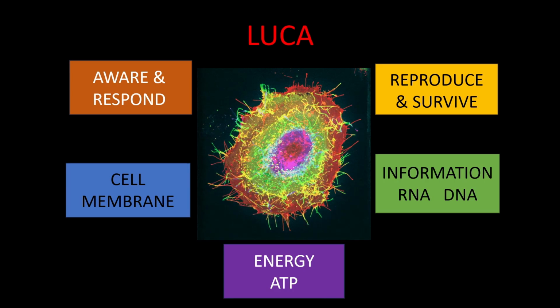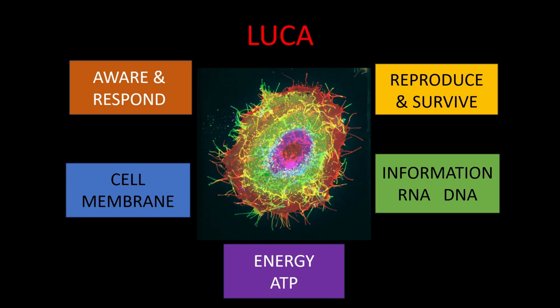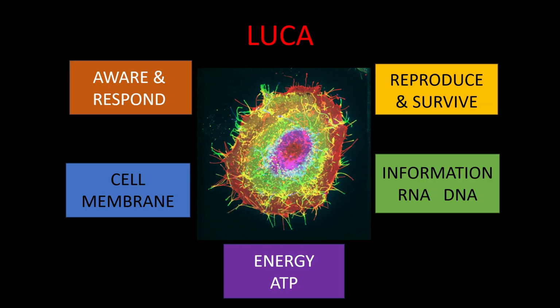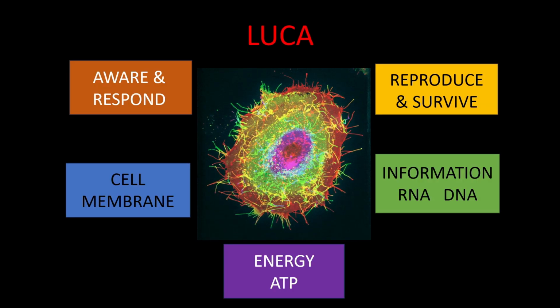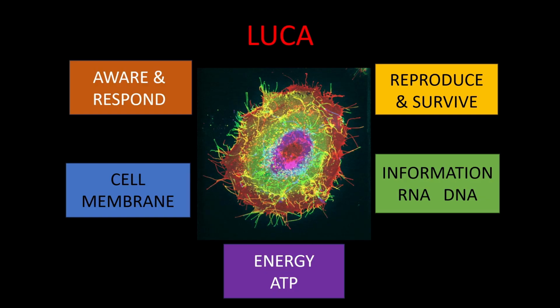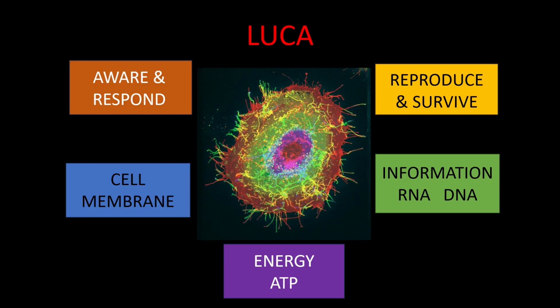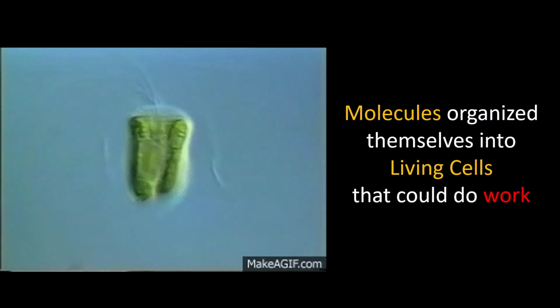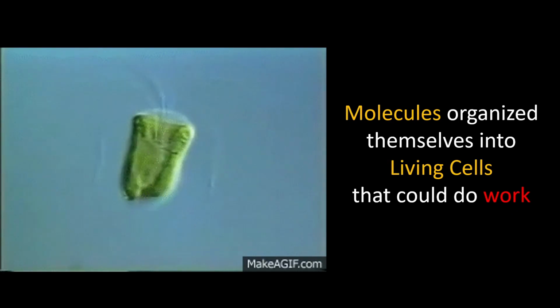So LUCA had all these things, and there were other forms of life in the early ocean that formed but didn't survive. LUCA wasn't the only one. LUCA was the only one that survived, though. So these molecules came together into cells that could do work, that could actually do things.